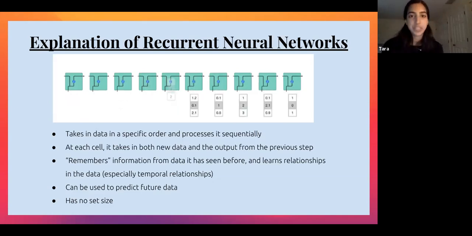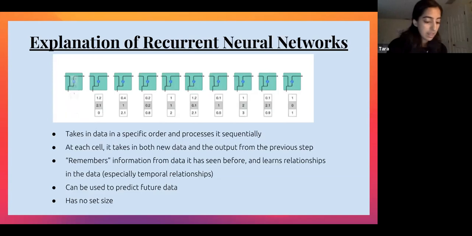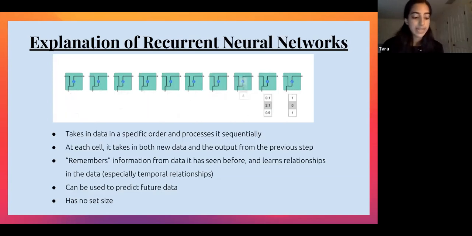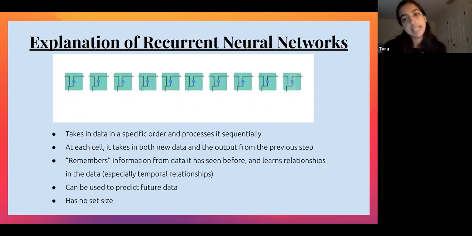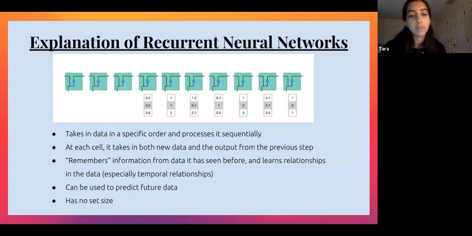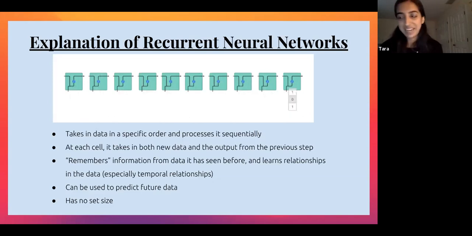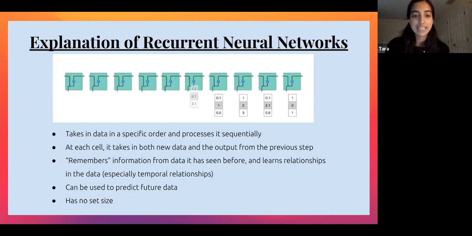And in each cell, which is the green boxes, the recurrent neural network takes in new data and also the output from the previous step. And importantly, they remember information from the data they have seen before, and they learn relationships in the data, especially time relationships. So RNNs can be used to predict future data, which is what I did in my project, and they have no set size.